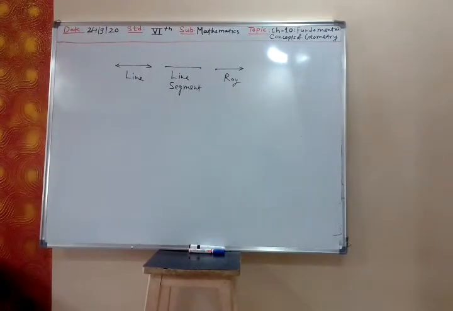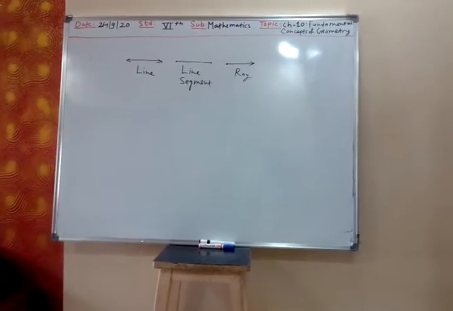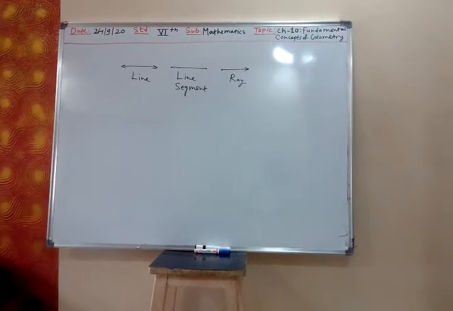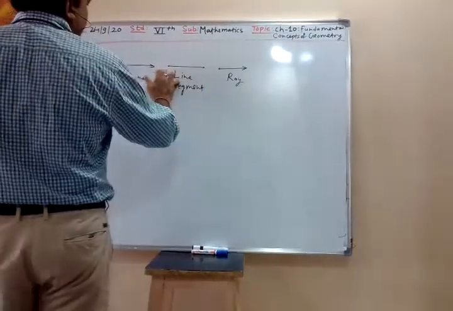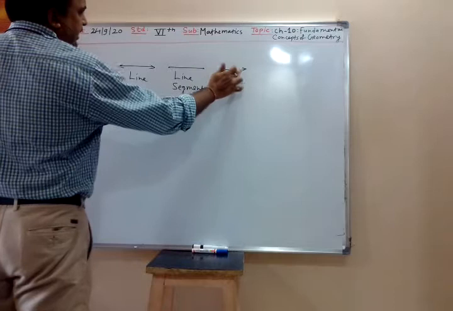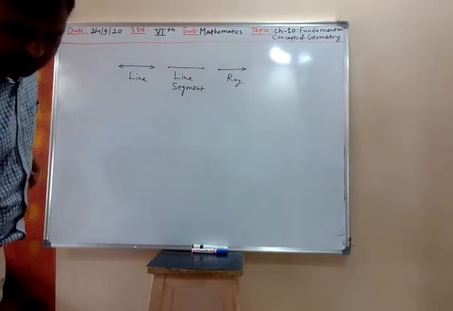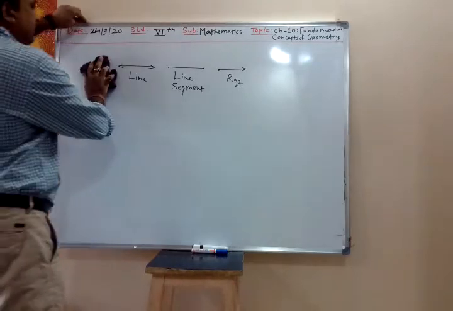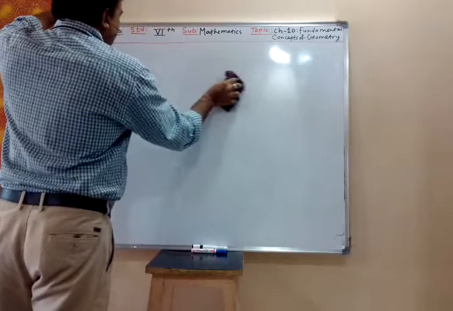No, you don't have to draw. I am just explaining. You don't have to draw this. Yes. Line. Then line segment. Mute the microphone. A line segment has no arrow. Then a ray has one arrow. So we have seen line segment and ray. You don't have to write.